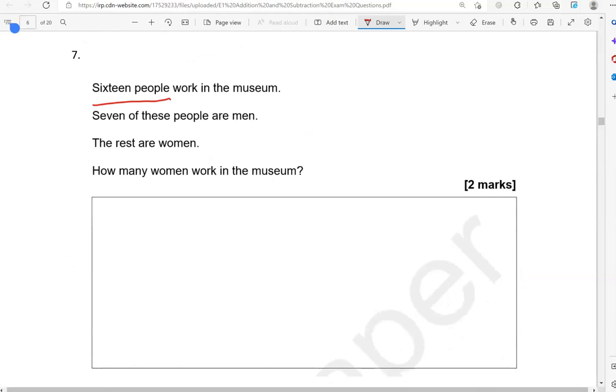16 people work in the museum. 7 of these people are men. The rest are women. How many women work in the museum? So we're doing 16 take away 7. There are different ways we could work this out. I'll use the number line method.